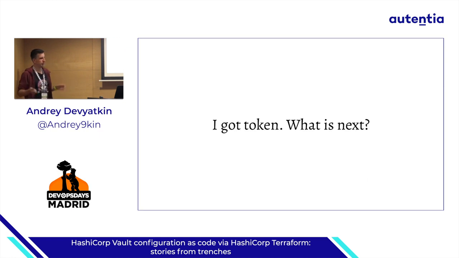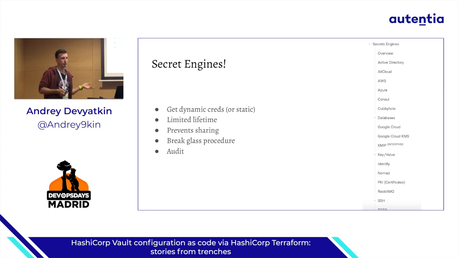Right, so now you have a token. You can authorize. You don't need the root token any longer. What do you do next? You do secret engines. You see there are a lot of them: AWS, Azure, Consul, databases, Google Cloud. Even SSH keys. You can get a temporary SSH key, and Vault will place that key where you want it to place. It's quite convenient. And you just start configuring those secret engines.